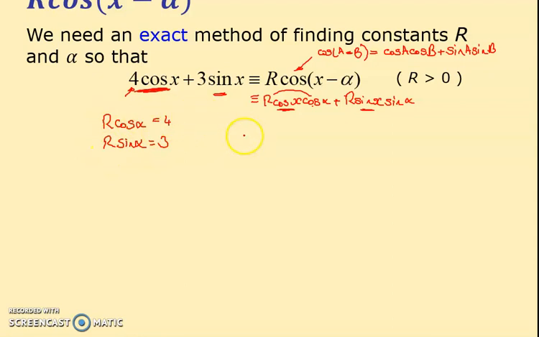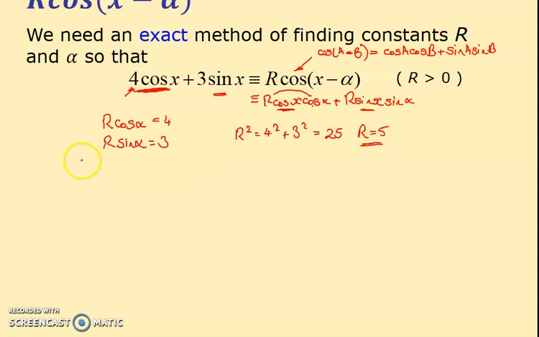Now, look, the easiest way to find r is just to do a little trick. r squared is 4 squared plus 3 squared. That actually comes from the rule for cos squared plus sine squared. I could square both of these, but you just use a bit of Pythagoras effectively, and that gives you 25, and therefore square rooting gives me r equals 5.